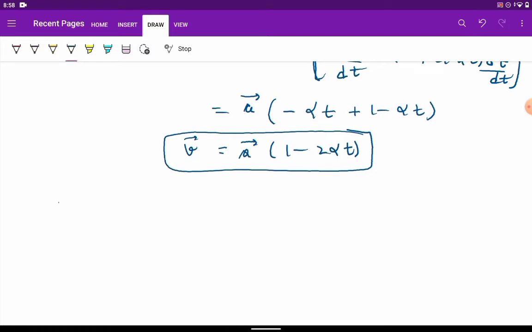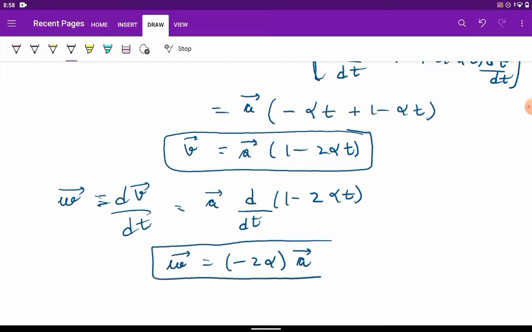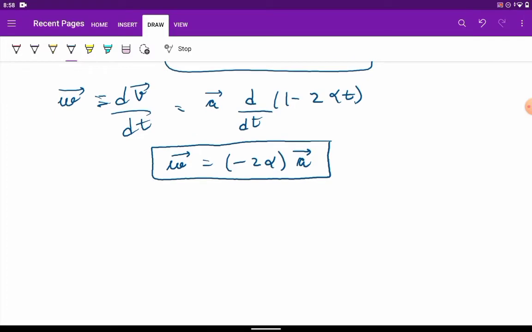and w, the acceleration, is dv by dt, right? We can again take out a as common and d by dt of (1 minus 2 alpha t). So this becomes minus 2 alpha times the a vector. So this is w. Okay, fine.